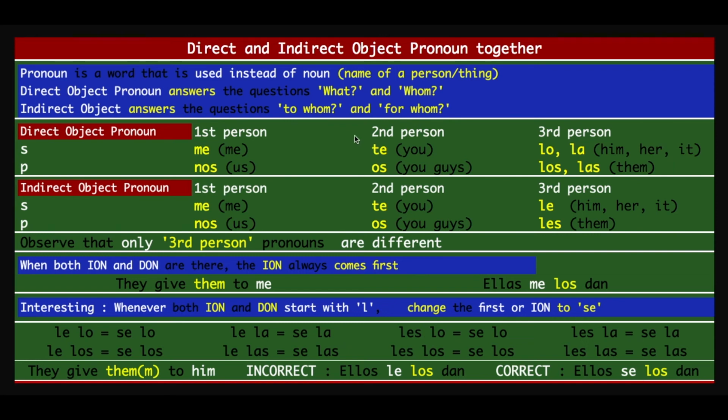Well, folks, that was about direct and indirect object coming together, which is very, very important and very common in your spoken Spanish.